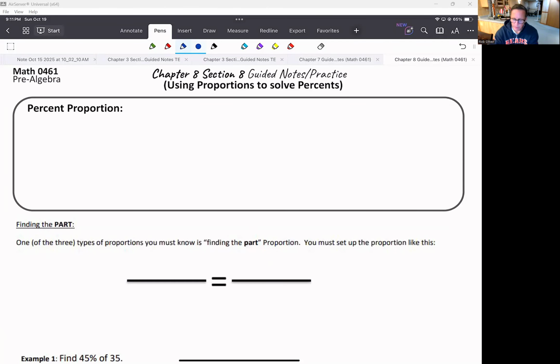Okay, moving on to chapter 8, section 8.8, the percent proportion. So last section we talked about the percent equation, but this section we're going to talk about the percent proportion.